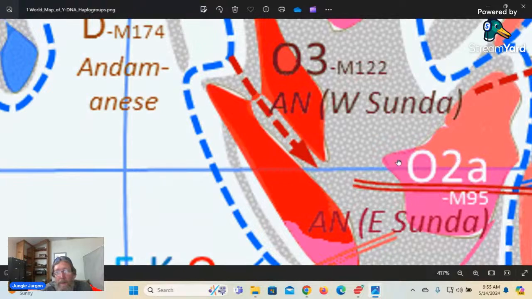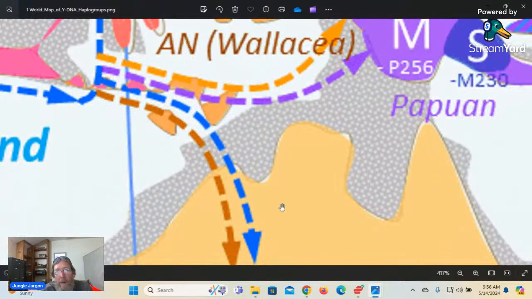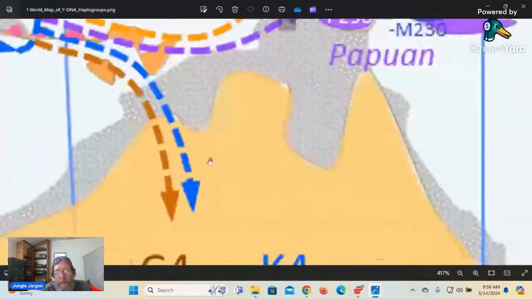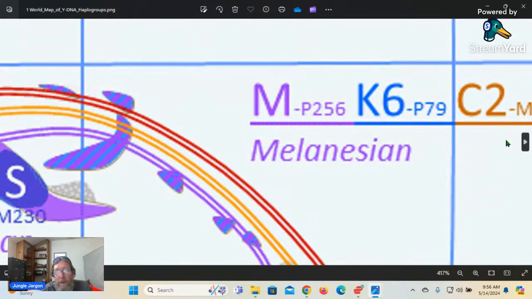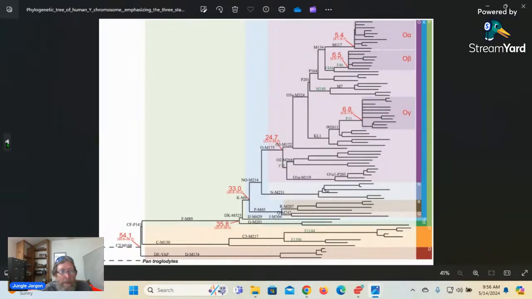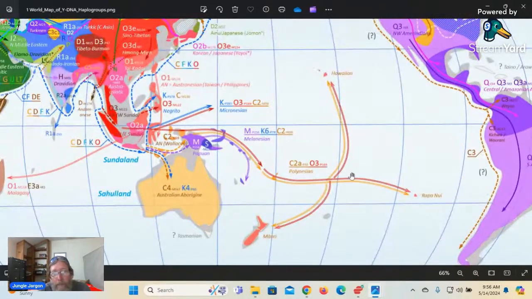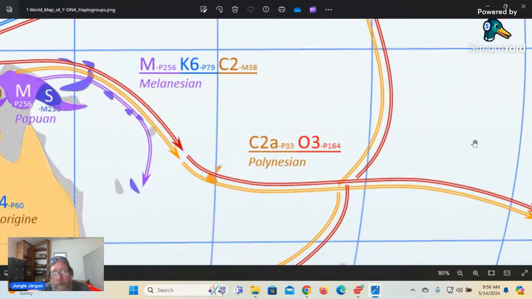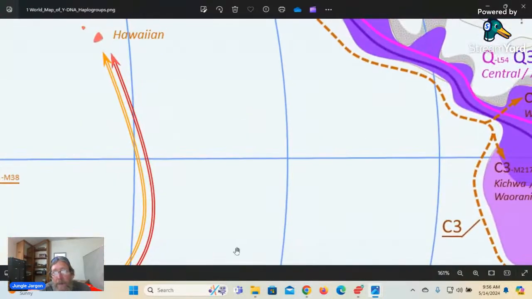And there's a C4. Here's the C2. And there's a C4. And there's a C3. The C2 goes over here. Oops. Do I do that? C2 goes here, Polynesian. And it goes all the way throughout the Pacific. And in America, it's C3.